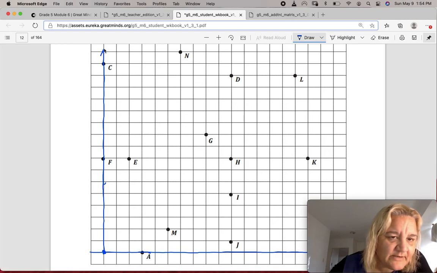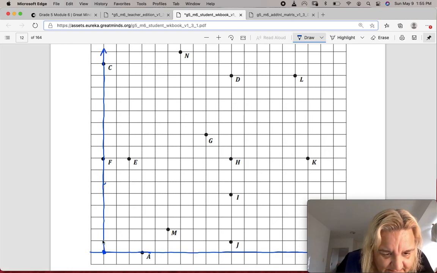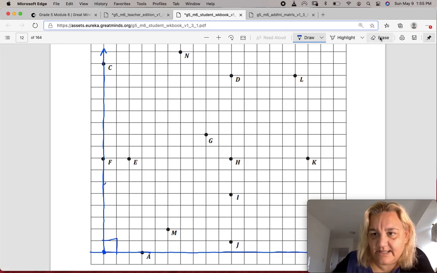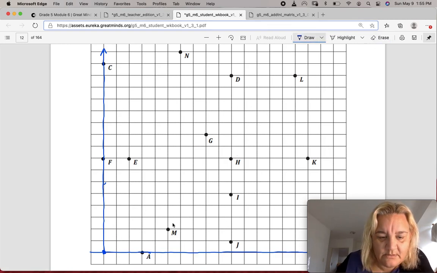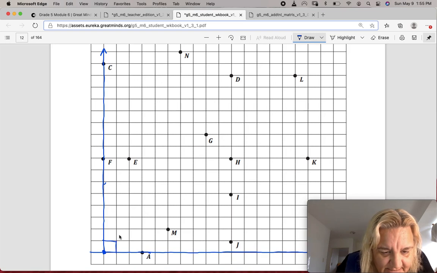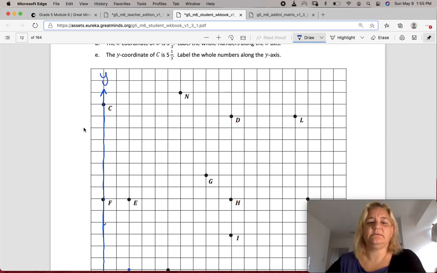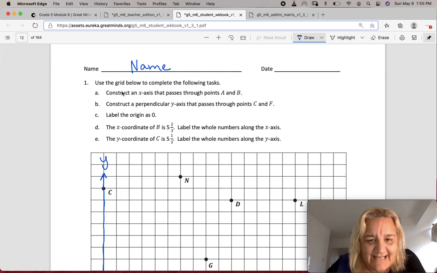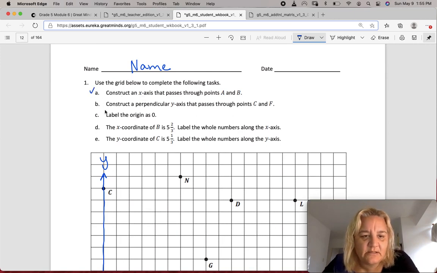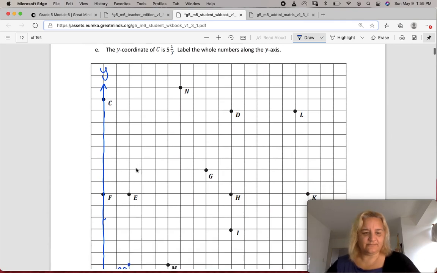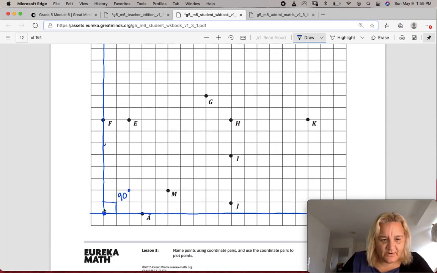Okay, and I'm going to put an arrow there. And you can see here's my 90-degree angle. Right there's my 90-degree angle, 90 degrees. So it's a perpendicular line. And we're calling this the y-axis. Okay, so, construct an x-axis that points through A and B. Construct a perpendicular y-axis that passes through points C and F. Good, we did that. Label the origin as 0. Okay, so this is the origin, where they meet, and we're calling that 0.